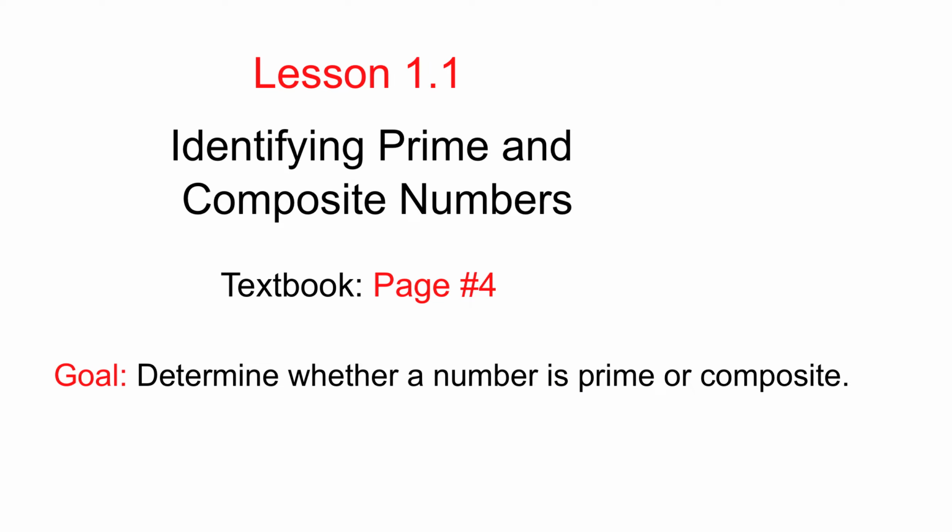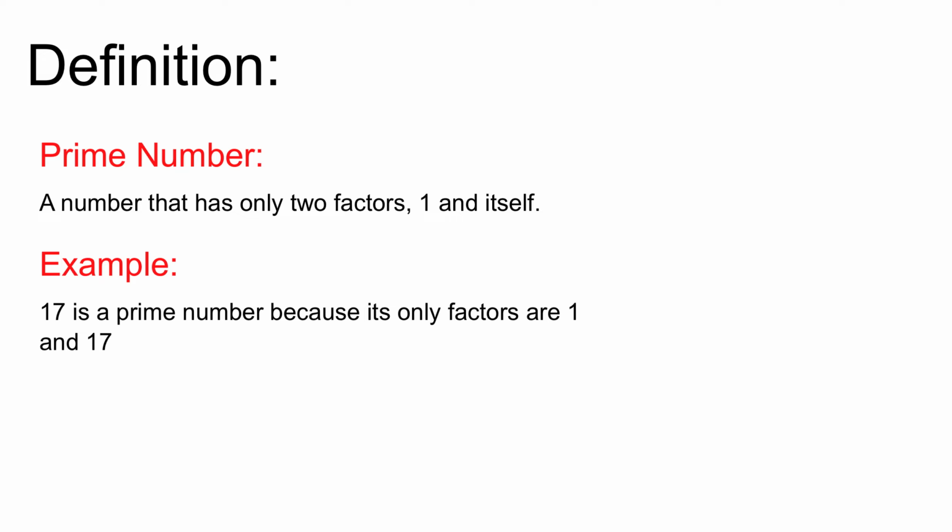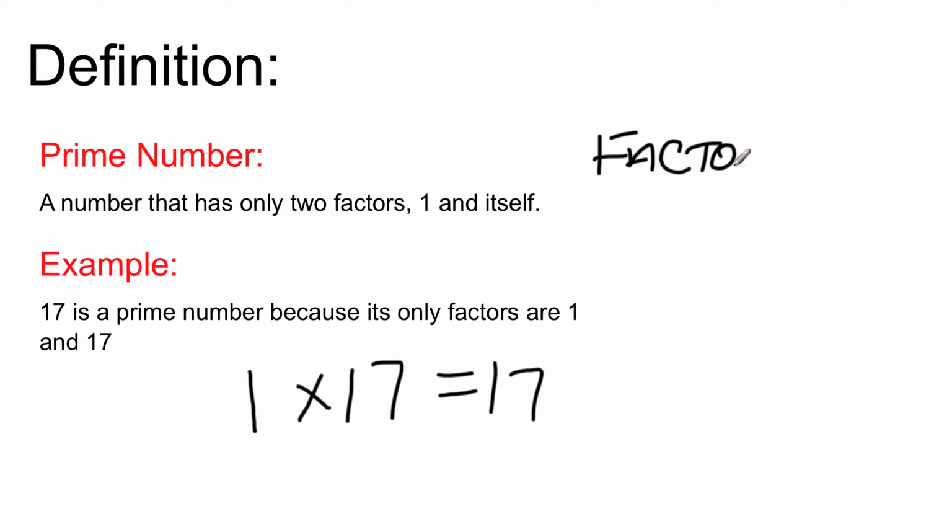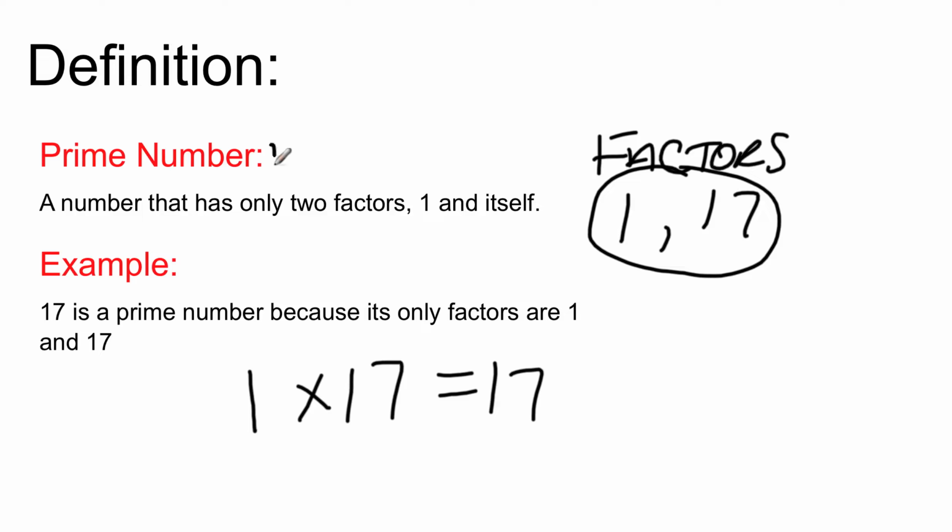So let's go on. All right, so the definition of a prime number: a prime number has only two factors, 1 and itself. That's all, two factors, 1 and itself. So if we see 17 here, the factors are 1 times 17 equals 17. So your factors are 1 and 17. That's it. Two factors make it a prime number. It's as simple as that.